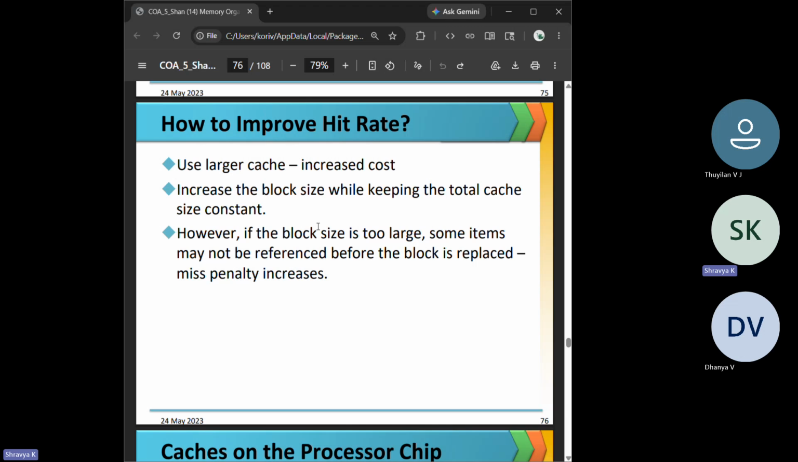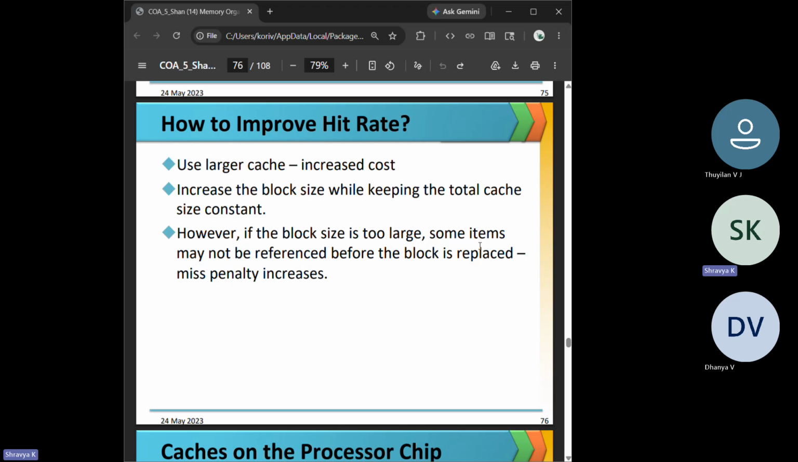So how do we improve the hit rate? You can increase the cache size, making a larger cache, but that will of course come with an increased cost. You can also increase the block size while keeping the total cache size constant and hence the cost constant. But what happens if the block size is too large? Some items may not be referenced before the block is replaced, and the miss penalty could increase.